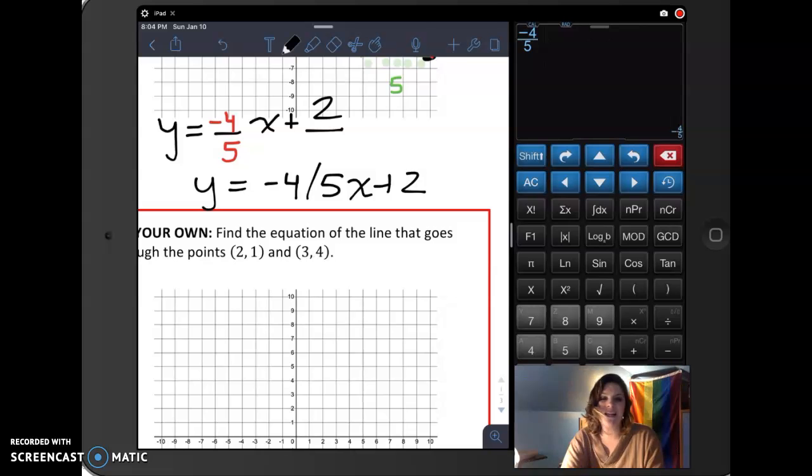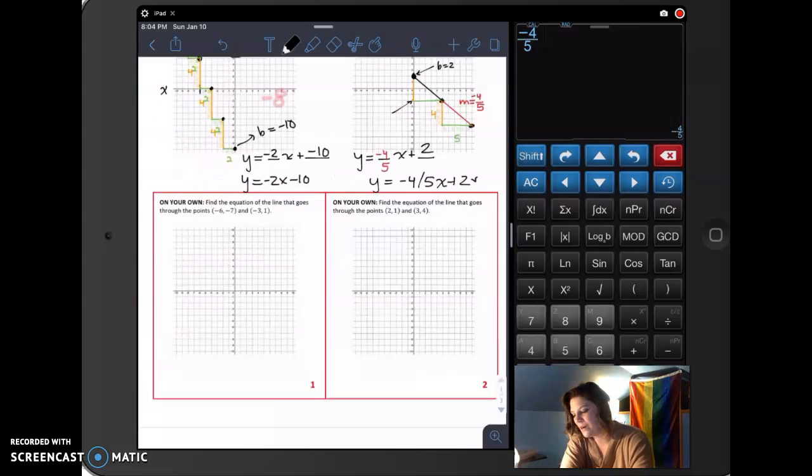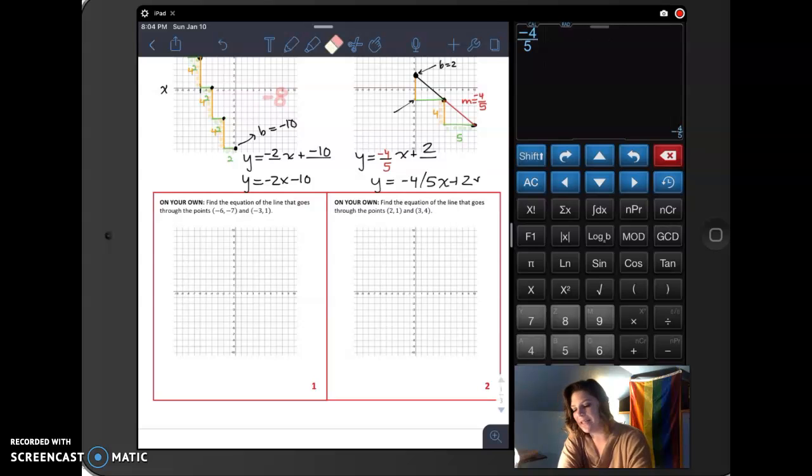Okay, you guys, go ahead and try these first two examples on your own and then come back. We'll do a couple more examples. All right, see you in a second.